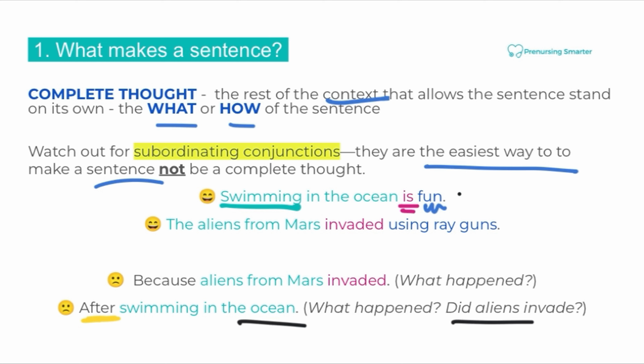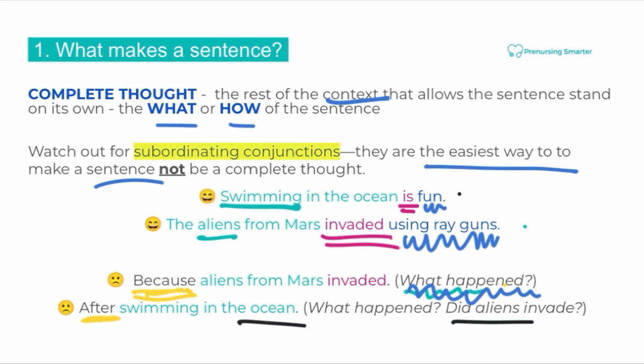Here's another example. The aliens from Mars invaded using ray guns. Aliens is our simple subject. Verb invaded, past tense. And then how did they invade? Using ray guns, not bubble gum, not peace and love. It's ray guns. Now, if I add this subordinating conjunction because aliens from Mars invaded, I don't know what happened. Did they bring new energy sources? Did school get canceled? I have no additional context for what happened. We're going to talk about these subordinating conjunctions as we go on because they're really important for the TEAS.